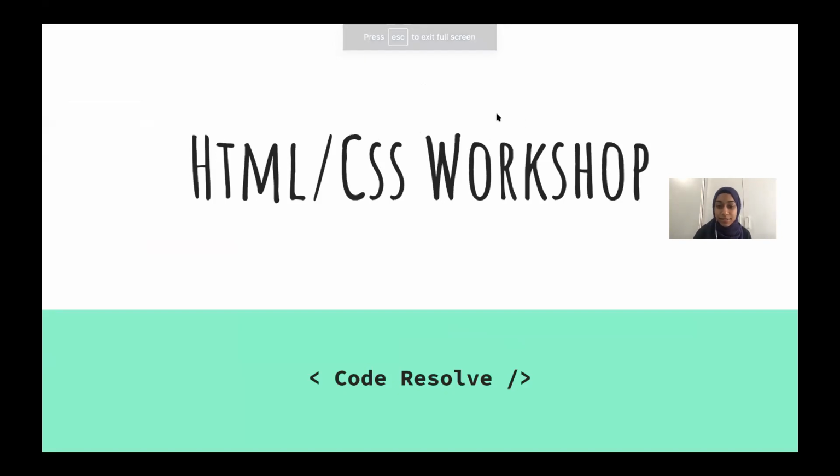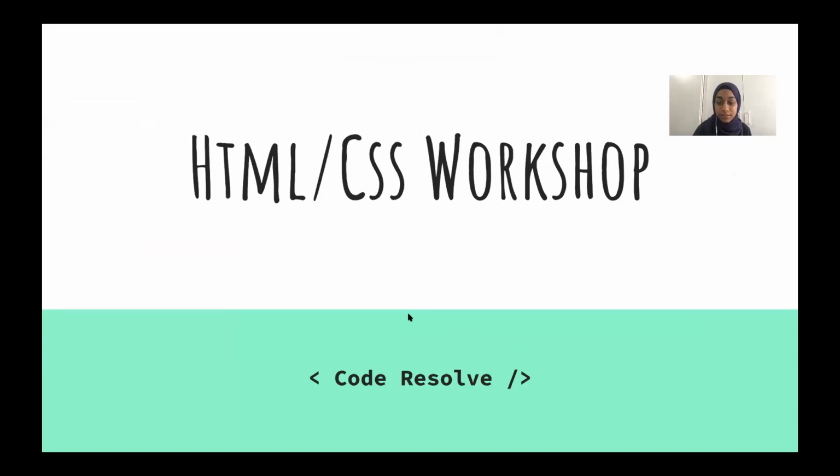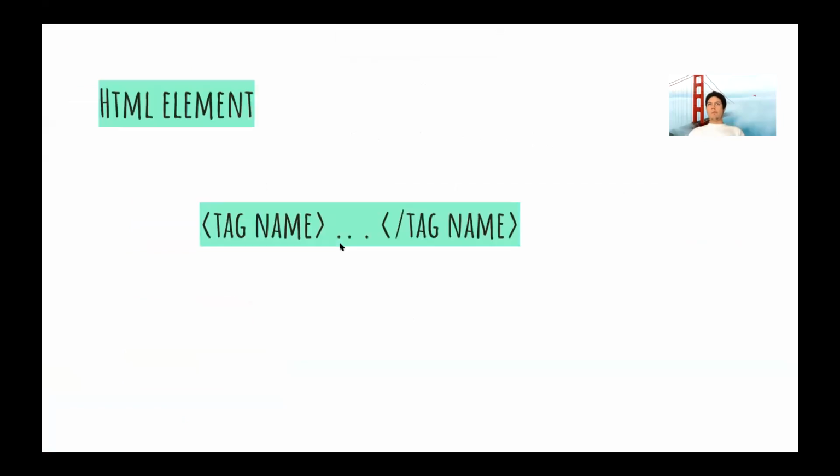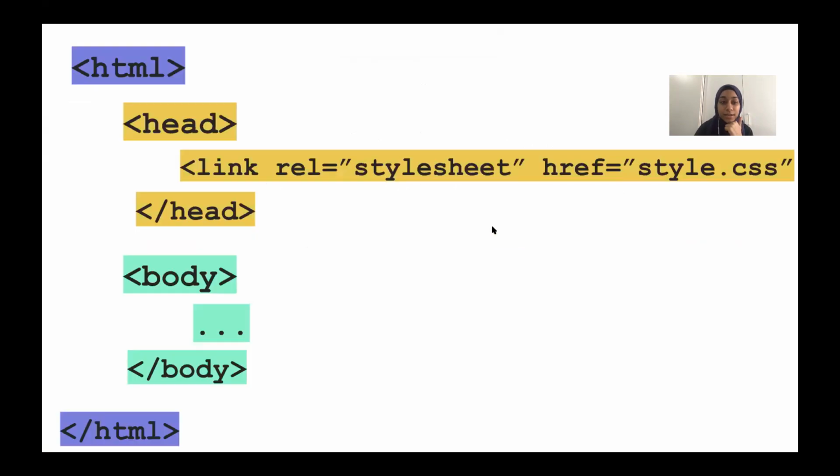So first slide. In HTML, we have these things called elements, and they're written in this kind of notation where you have a tag name, something inside the opening tag and the closing tag. The closing tags are distinguished with the backslash and then the tag name. This is the basic HTML structure.